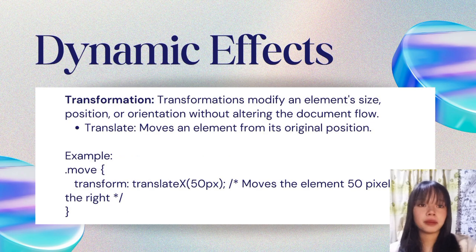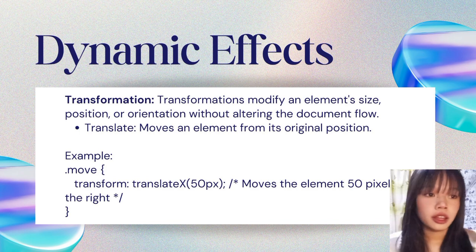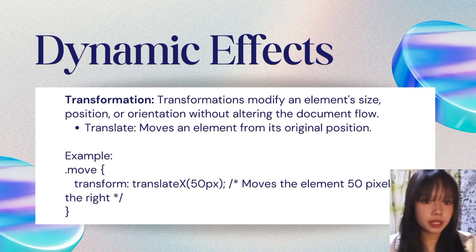Next is we have the transformation. Transformations modify an element's size, position, or orientation without altering the document's flow. Translate moves an element from its original position. For example, this moves an element 50 pixels to the right.